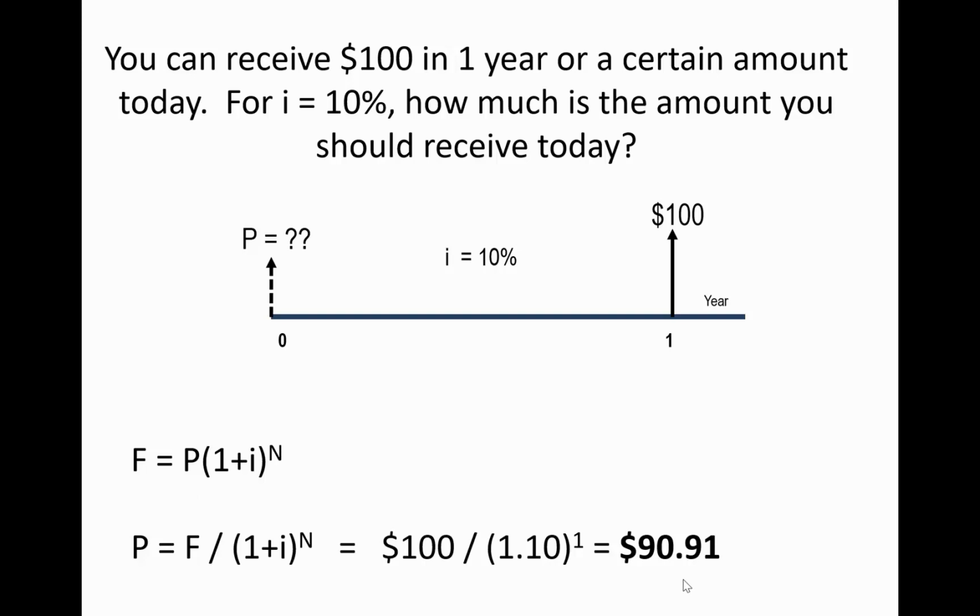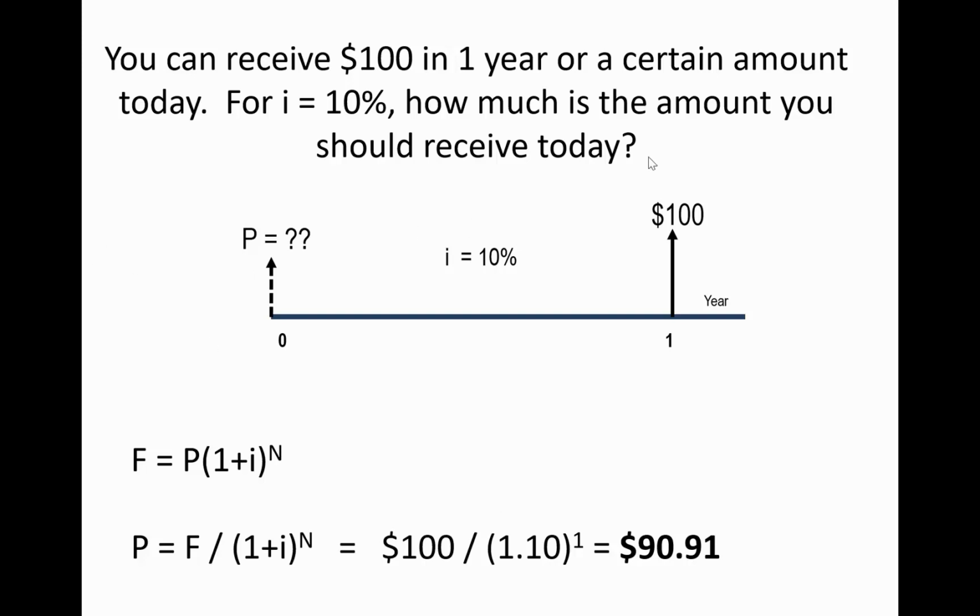So if we do that and solve for P, you'll see that it's $90.91. So if it had been the $90, the today amount, compounding in 1 year, that would have only given you $99. And so it needs to be more than $90 in today's terms for it to be that nice round number of $100 1 year in the future.